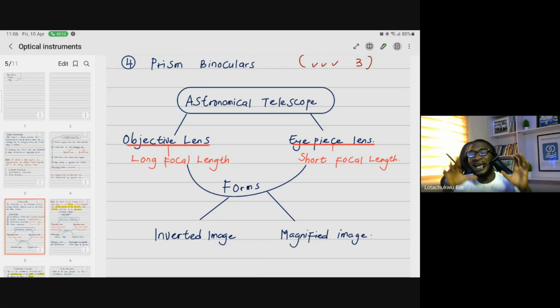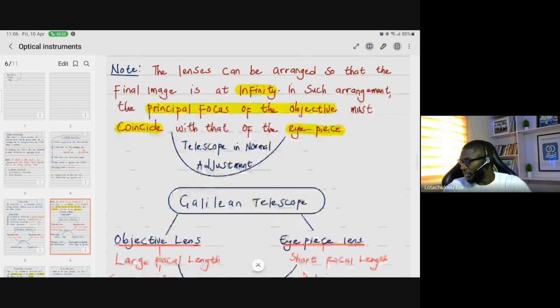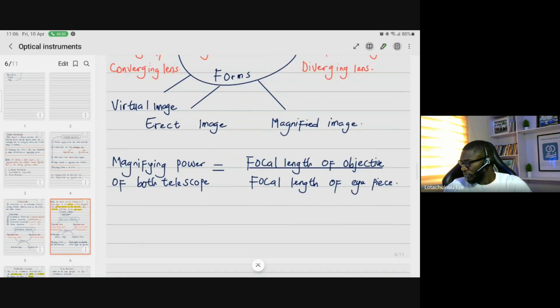The difference lies in the fact that for the first type, we had only a convergent lens. For the second type, we are bringing both a converging lens and a divergent lens. Converging for the objective lens, diverging for the other one, which is your eyepiece. All right. So that said, we could move further.